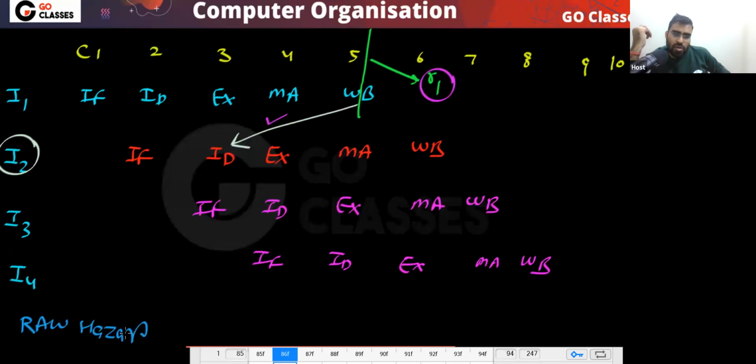These are your RAW hazards. They are between instructions, not registers. So remember, I1, I2 is a RAW hazard. This is the first hazard you got.